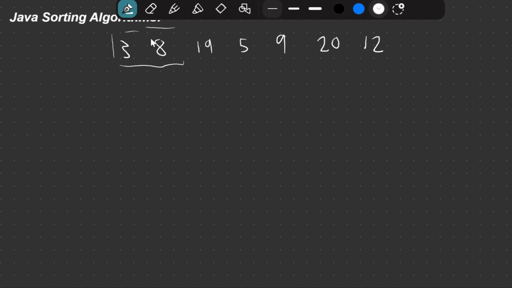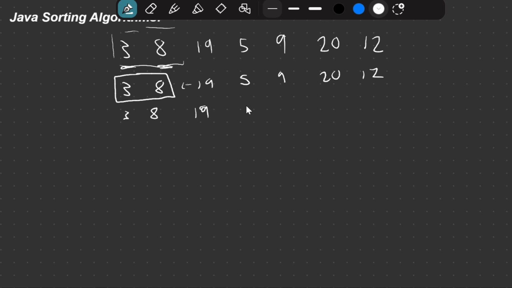So first, when we're looking at 3 and 8, we see that it's already in order, so it becomes 3, 8, 19, 5, 9, 20, 12. And 3 and 8 are locked in. And now we're including 19. We're checking 19, and still it's already in order. So this next iteration is the same again. So now we have 3 numbers locked in.